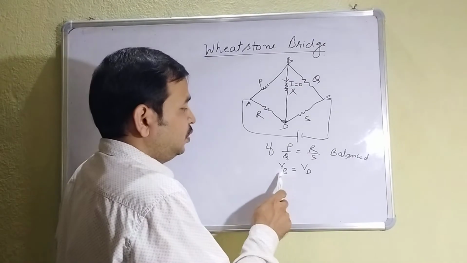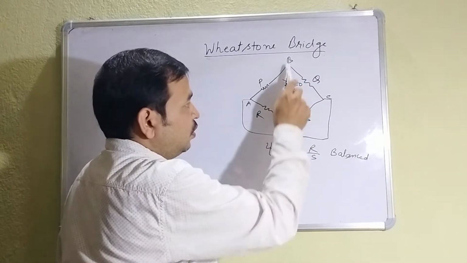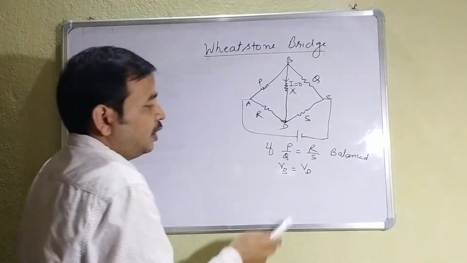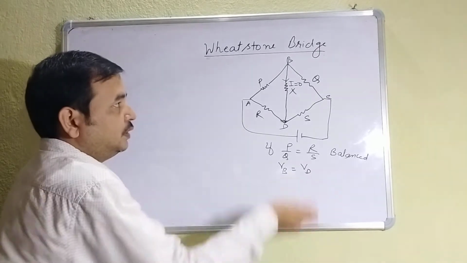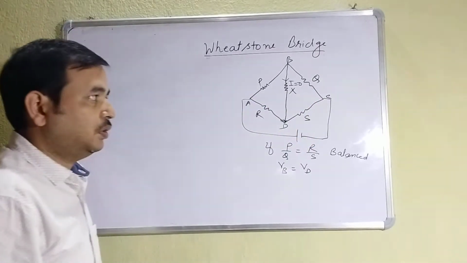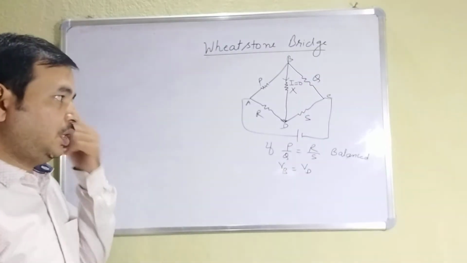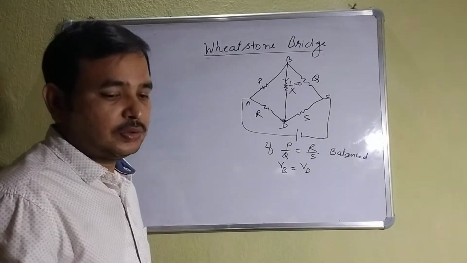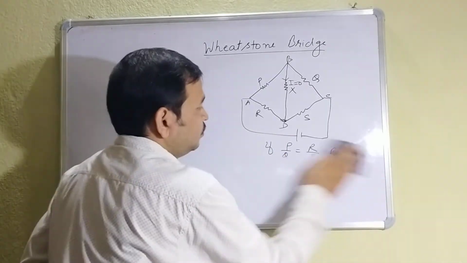Just the opposite: if the potentials of these two points are equal, the bridge is said to be balanced. Then if the bridge is balanced, the ratio of these two resistors will be equal to the ratio of these two. So let us start to solve some questions.